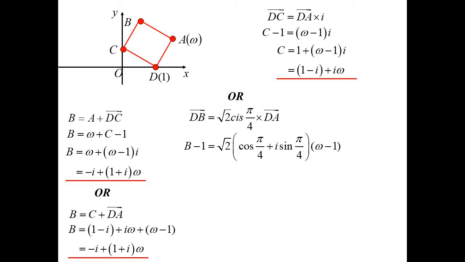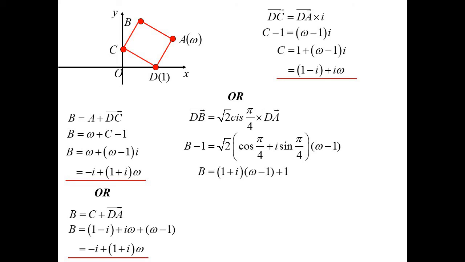So DB, head minus tail, B minus 1, is equal to the square root of 2, and I've actually written it as cos plus i sine, because I'm going to have to substitute in for that. And we're going to multiply that by DA, head minus tail, omega minus 1. Remember, cos of pi on 4, 45 degrees, is 1 on root 2. That's nice because that'll cancel with the root 2 out the front.